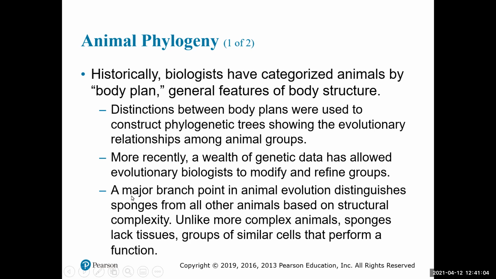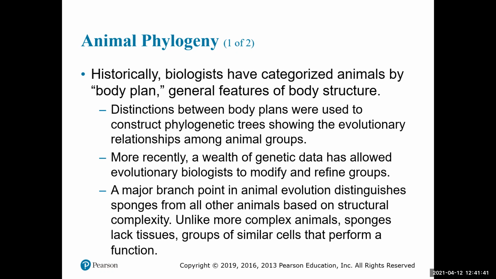And early on, there was this major branching point in the evolutionary history of animals that starts off with the most basal of the animal phyla, and that is the sponges. The sponges are different from all of the other animals because they really lack the structural complexity that we see in all of the other animal groups and animal phyla.